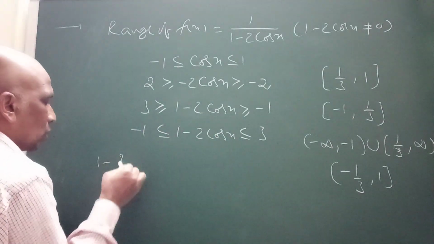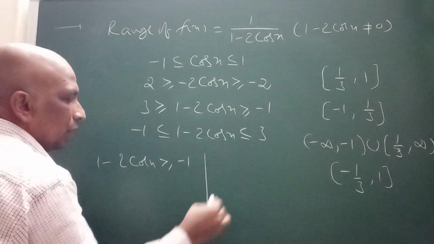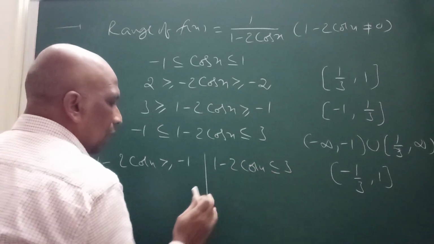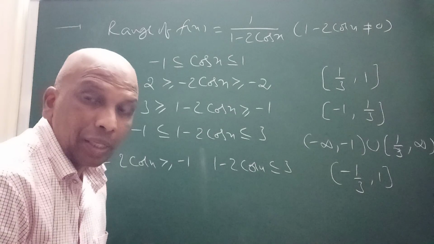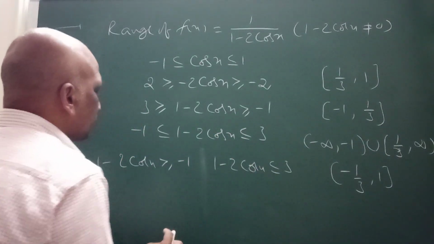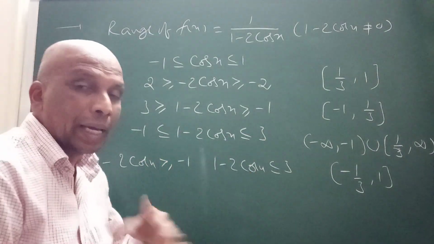You can think, when I am comparing these two, 1 minus 2 cos x greater than or equal to minus 1, and here 1 minus 2 cos x less than or equal to 3. I can consider between these, right? Even between 0 and 3 I can consider, even if I take less than or equal to 3. So between minus 1 and 0 I can consider, and 0 to 3 I can split that.